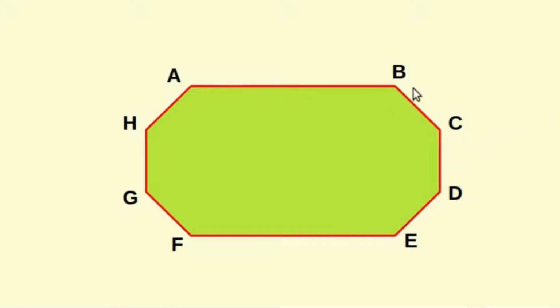Here AB, BC, CD, etc. are sides of this polygon. Then once more, simply saying, the perimeter of a polygon will be the sum of all the sides.